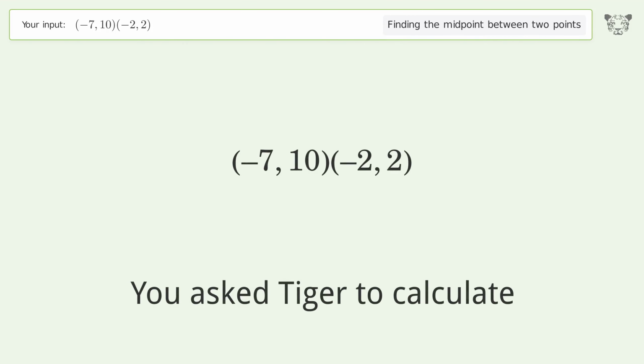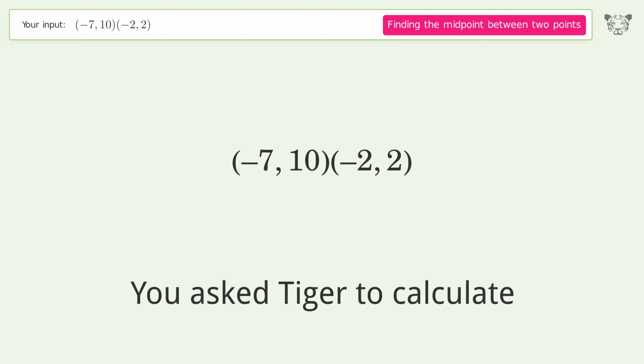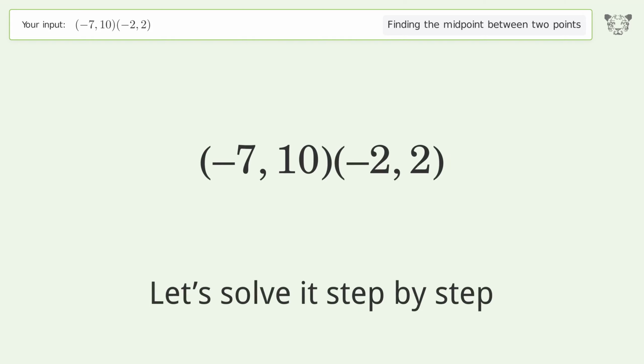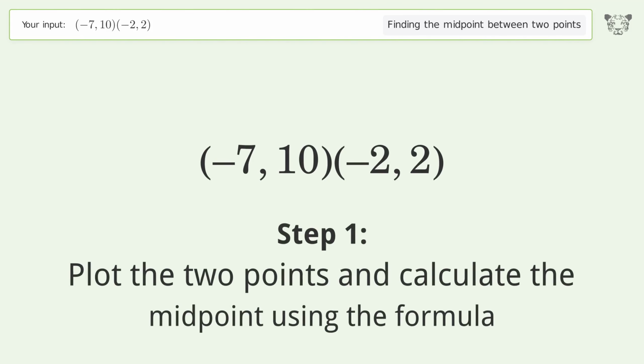You ask Tiger to calculate. This deals with finding the midpoint between 2 points. The midpoint between the 2 points is negative 4.5, 6. Let's solve it step by step. Plot the 2 points and calculate the midpoint using the formula.